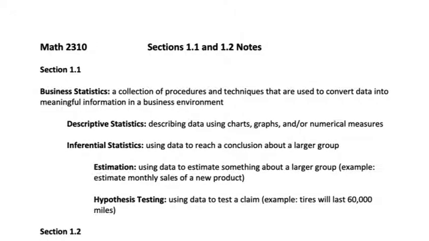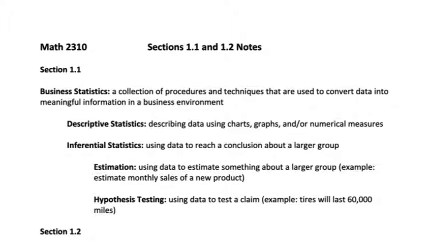In this video, I'm going to go over some of the main points from sections 1.1 and 1.2 of the textbook. Section 1.1 starts by defining business statistics. It's a collection of procedures and techniques, which we will see in this class, that are used to convert a data set into meaningful information that can be used by a business.